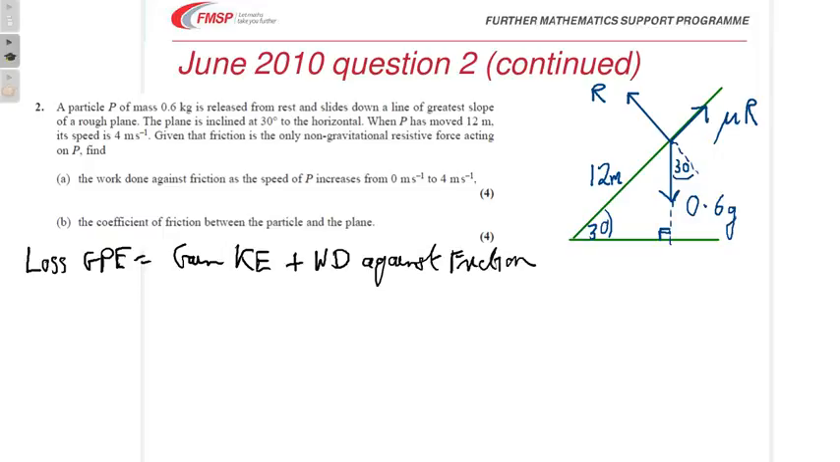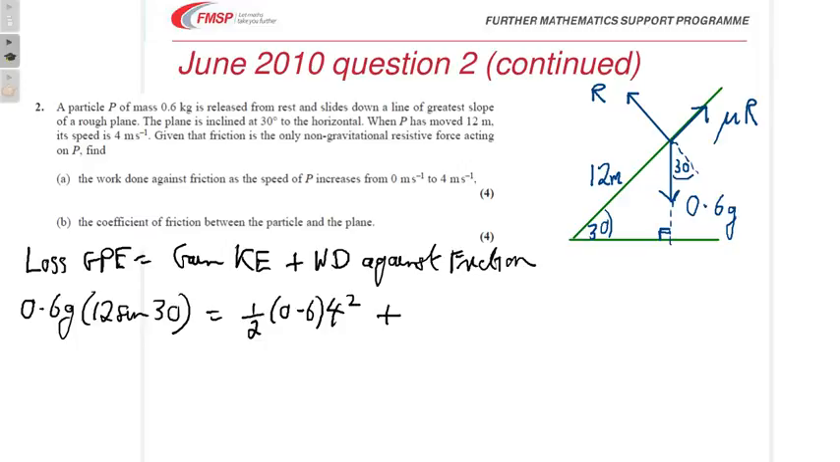So let's just put the numbers in then. So the loss of gravitational potential energy, the height difference, the h, is 12 sine 30 from this triangle. So we've got 0.6 g times 12 sine 30 equals a half 0.6 times 4 squared. The initial kinetic energy was 0, so that's the gain in kinetic energy, plus the work done against friction, which we want to find. So I'll just call that WD.